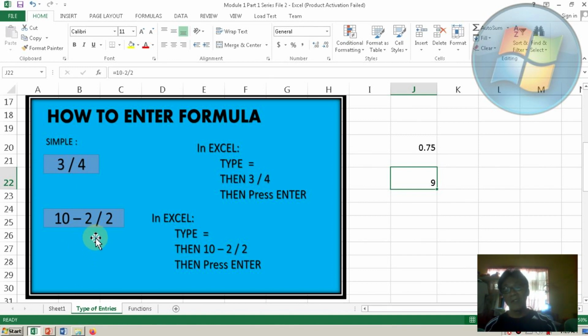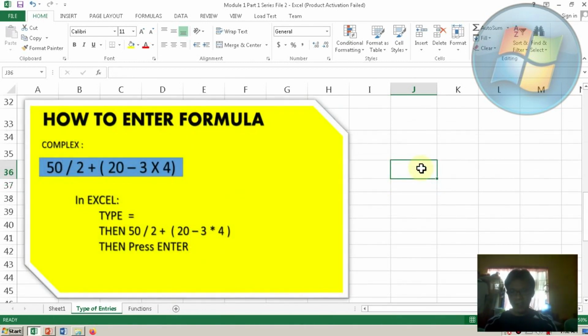Okay, so we have 2 divided by 2 and then the result will be used to subtract that value from 10. So another way to put it is the result of this will be subtracted from 10. So 10 minus 1, so that's why the result is 9. So that's the way how Excel works.